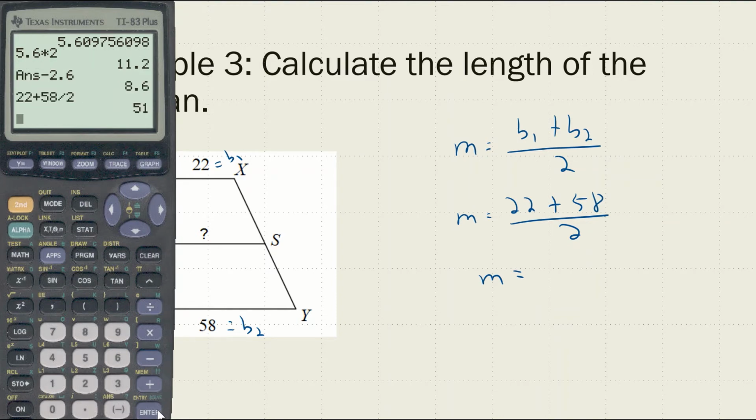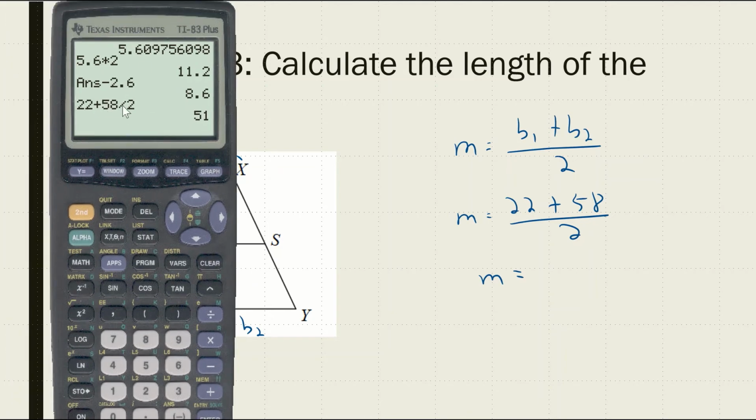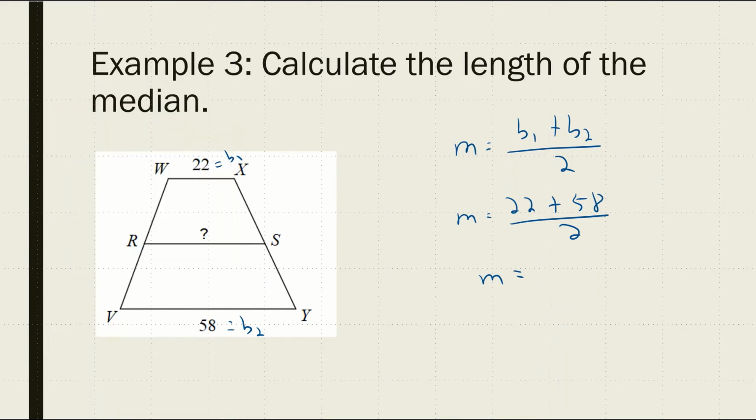And that gives us, oops, actually this is a common mistake right here. I'm glad I made this mistake. When you type this into the calculator, you have to make sure that this is in parentheses. Like 51 is nowhere near the average, so you must be wrong. So you just have to make sure that you put the numerator, the 22 plus 58, in parentheses before you continue. Just make sure to do that, and you should get 40. So the median is exactly 40.